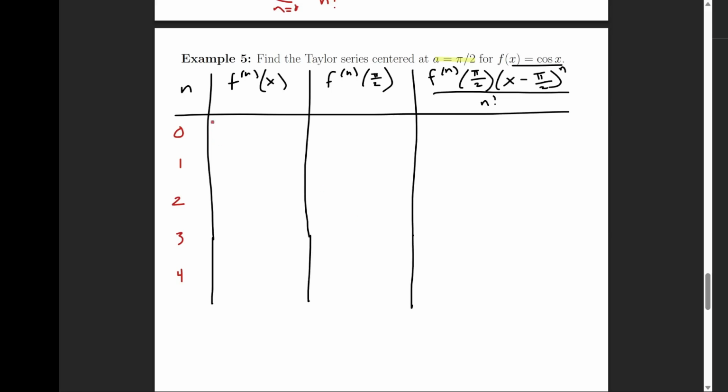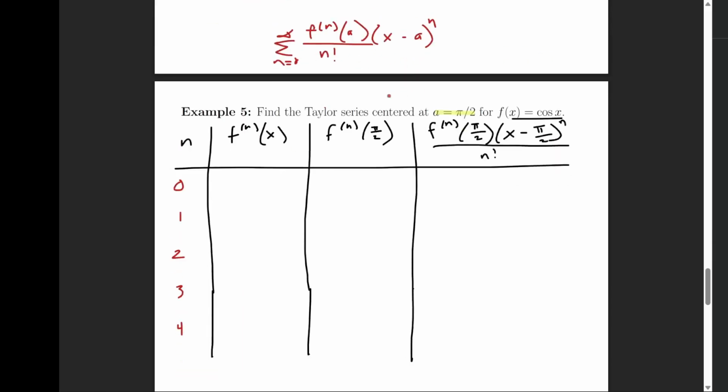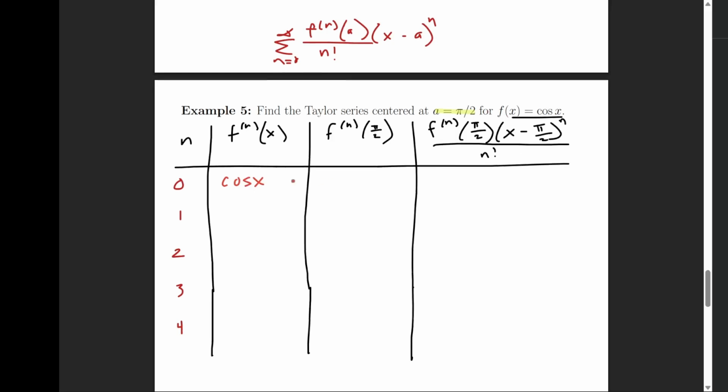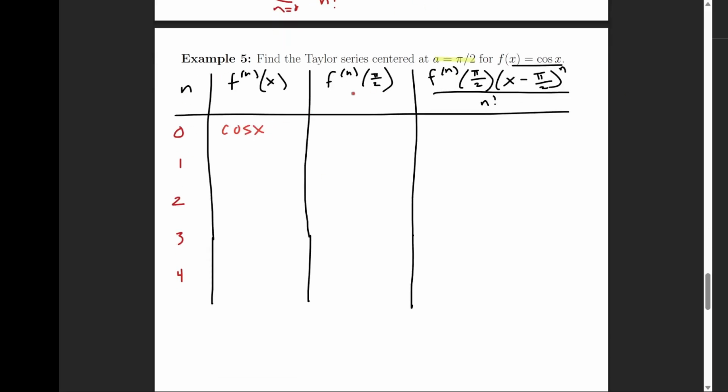Okay, so this is the thing. Remember, the first column is derivatives, the second column is derivatives plugging in A, and the last one is plugging into the final thing that we're looking for. So when n equals 0 for the derivative, that's just the original function, so it's cosine x. When n equals 1, that's the first derivative. If you said negative sine x, you would be correct. Then we just keep going.